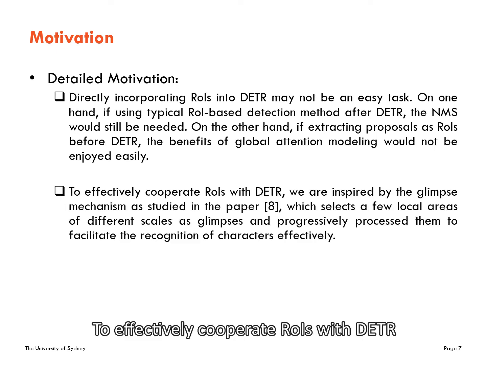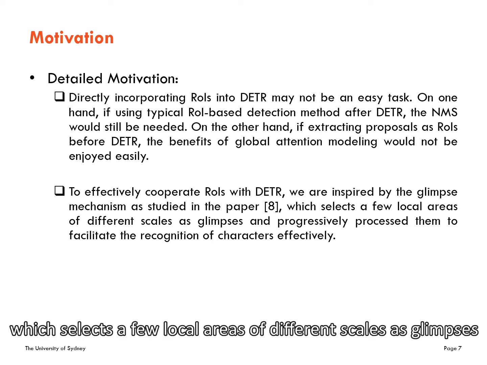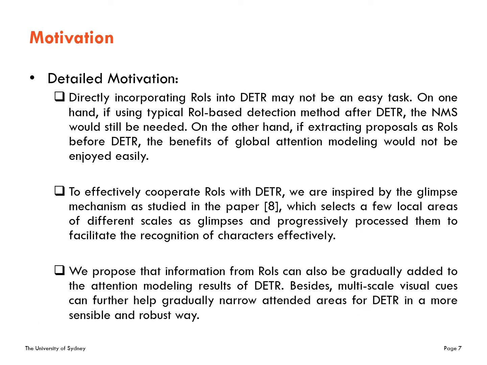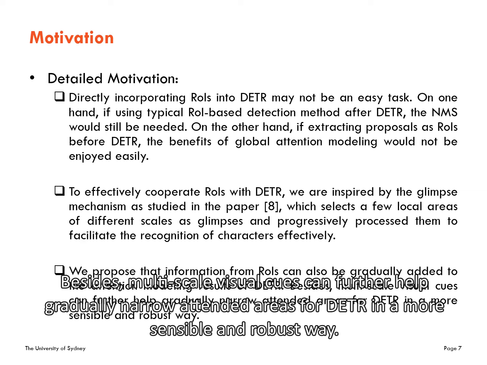To effectively incorporate ROI with DETR, we are inspired by the glimpse mechanism studied in a paper, which selects a few local areas of different scales as glimpses and progressively processes them to facilitate the recognition of characters. We propose that information from ROI can also be gradually added to the attention modeling of DETR. Besides, multi-scale visual cues can further help gradually narrow attended areas for DETR in a more sensible and robust way.